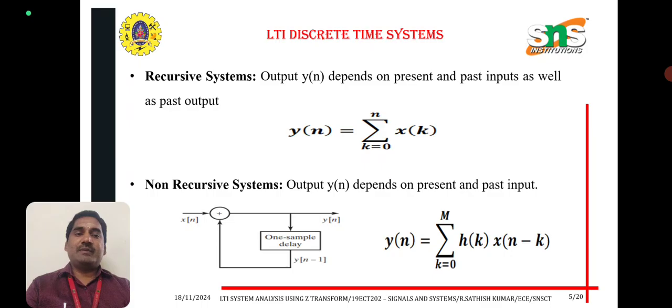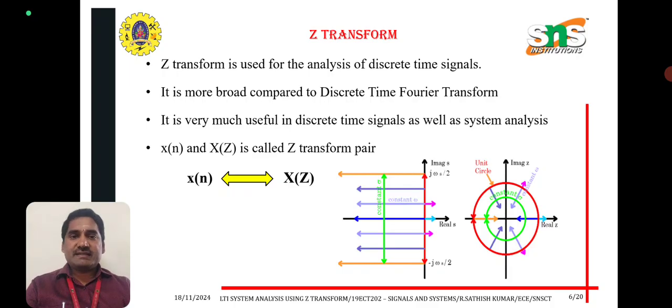Y of n is equal to summation k is equal to 0 to M of h of k into x of n minus k. Z transform. Z transform is used for analysis of discrete time signals. It is more broad compared to the discrete time Fourier transform. It is very much useful in discrete time systems as well as system analysis. X of n and X of z form the Z transform pair. We can get the Z transform by transforming from the S plane into the Z plane with the help of ROC.